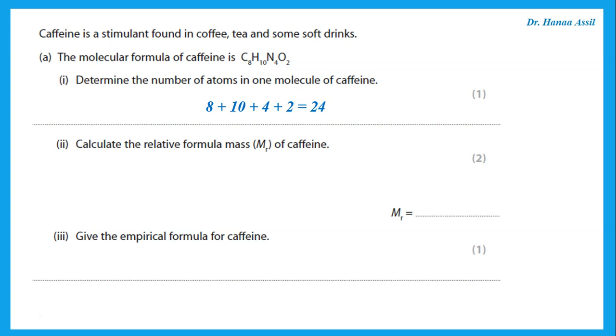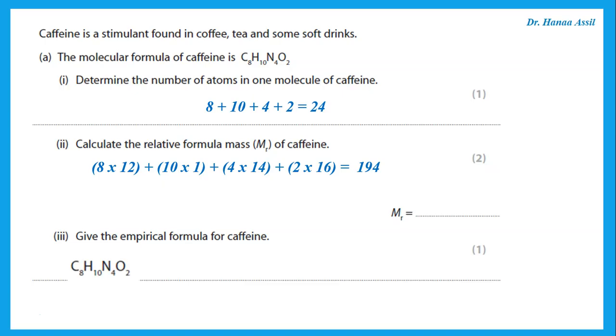Now calculate the Mr, relative formula mass. How do we calculate it? It's the mass number times how many atoms, plus mass number times how many atoms, and so on. So we have 8 carbons, each carbon has a mass number of 12, 10 hydrogens, each has a mass number of 1, and so on. The total is 194. Now we're told to give the empirical formula for caffeine.